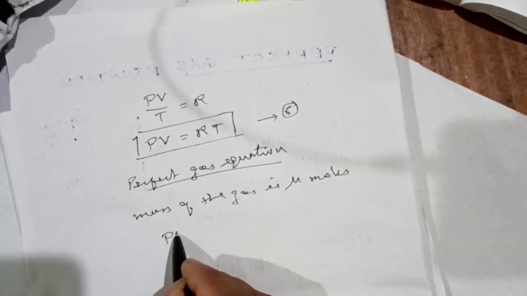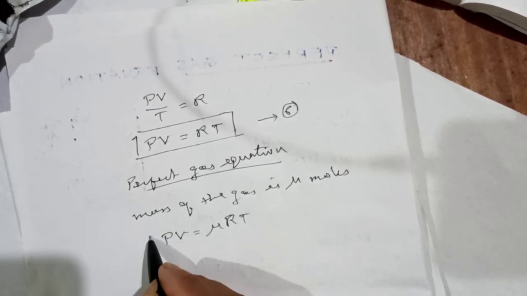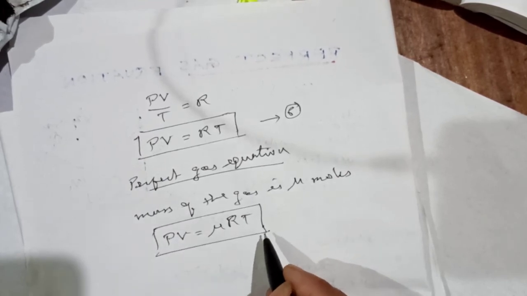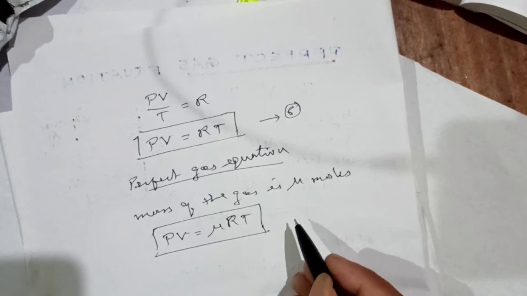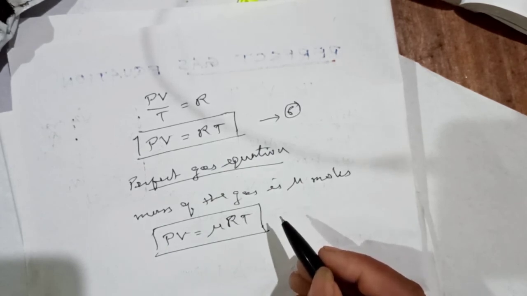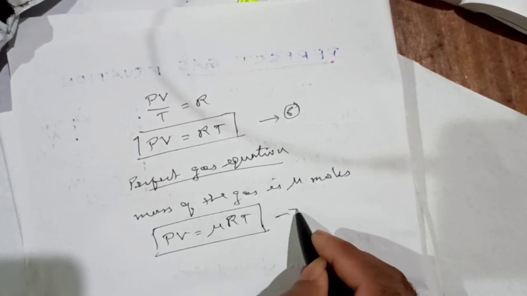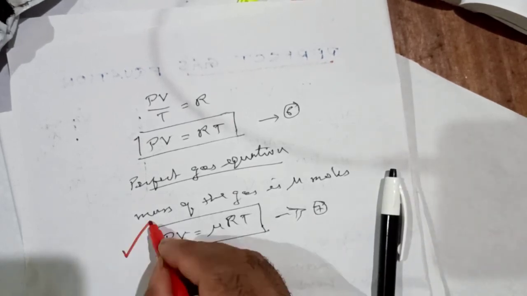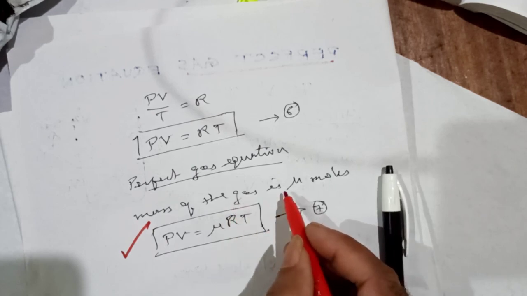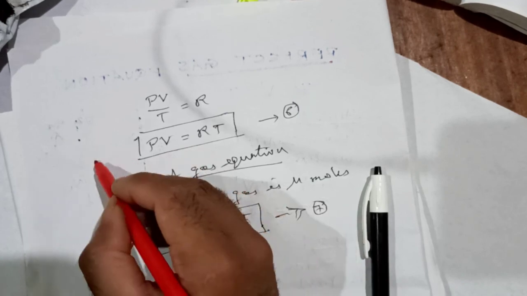So it will become PV equal to mu RT. So this is also a gas equation, where mu is the amount of the gas in moles. For 1 mole of gas we know that PV equal to RT, but for some other number of moles, if V is the volume of the gas in mu moles, this is also a valid equation. So this equation 7 is valid for the gas in mu moles, whereas this one is in terms of 1 mole of a gas.